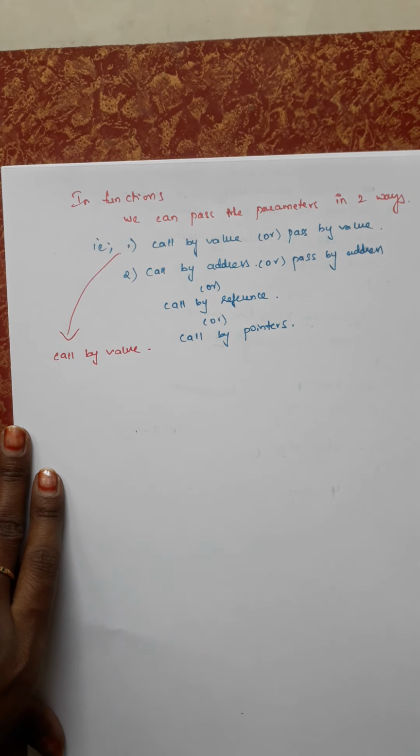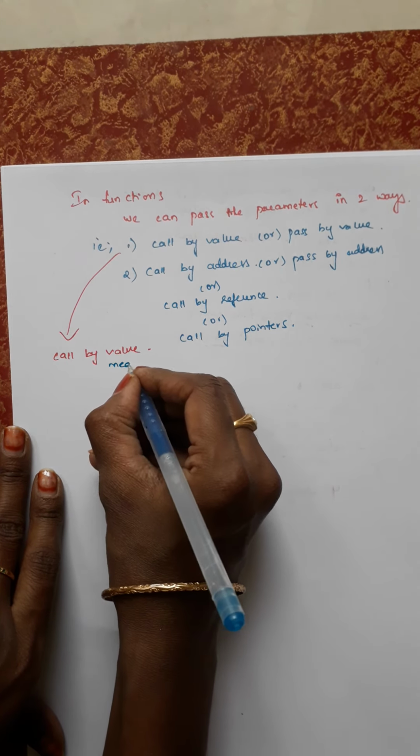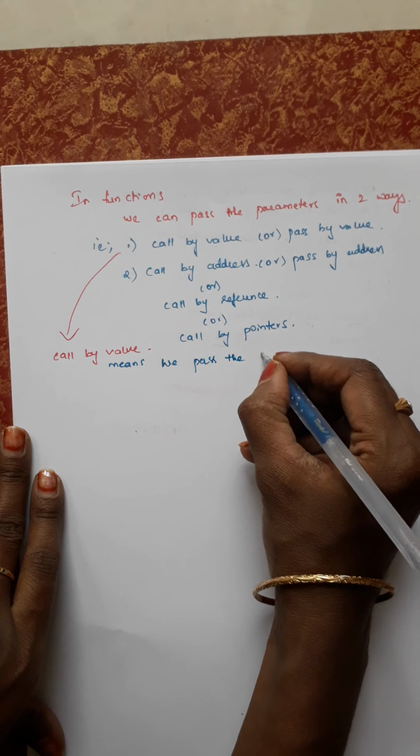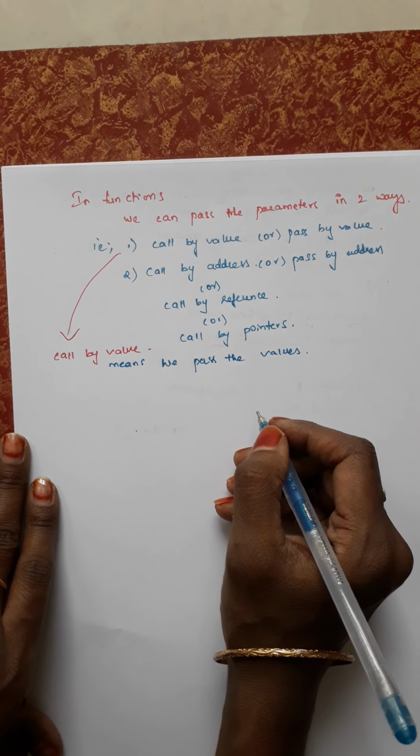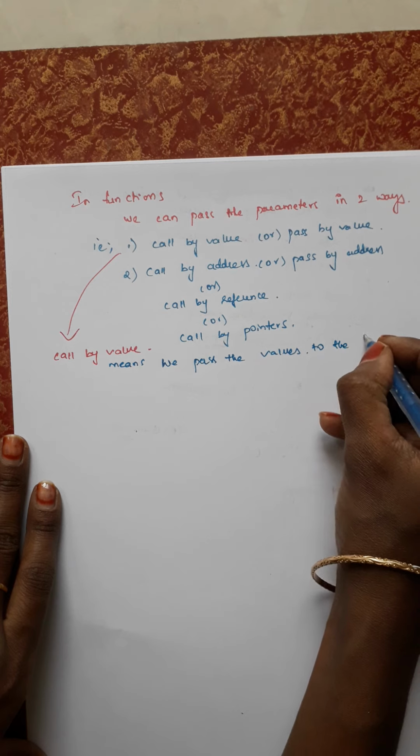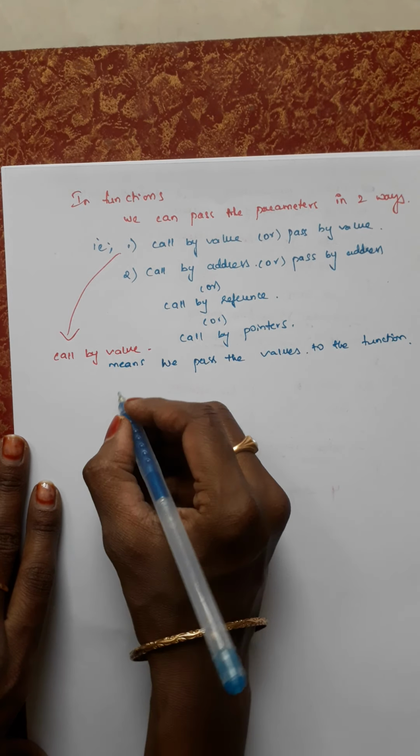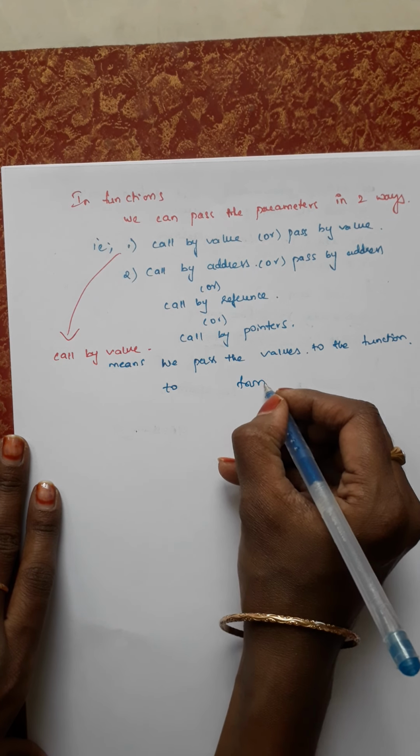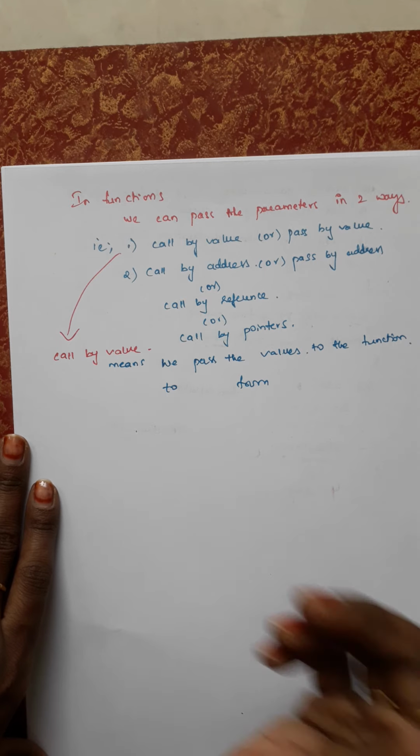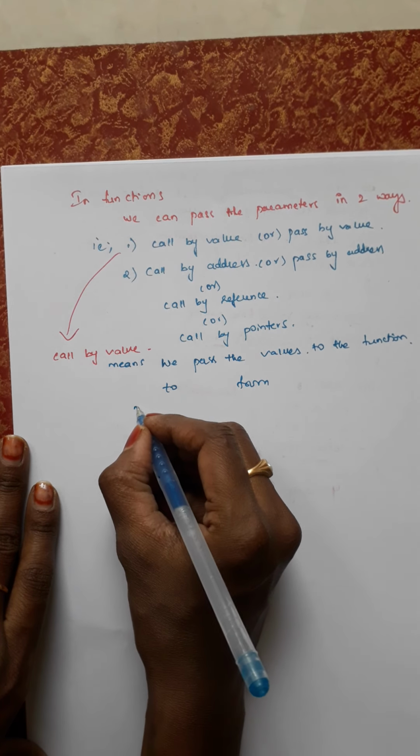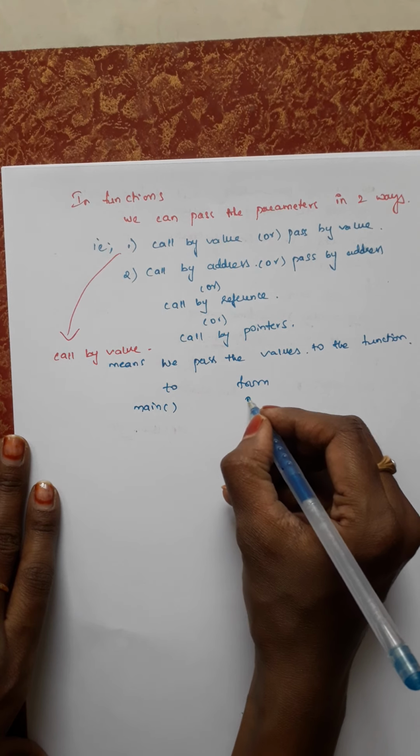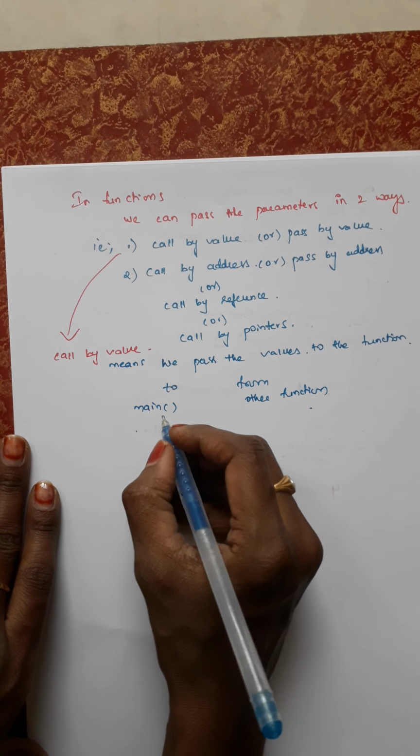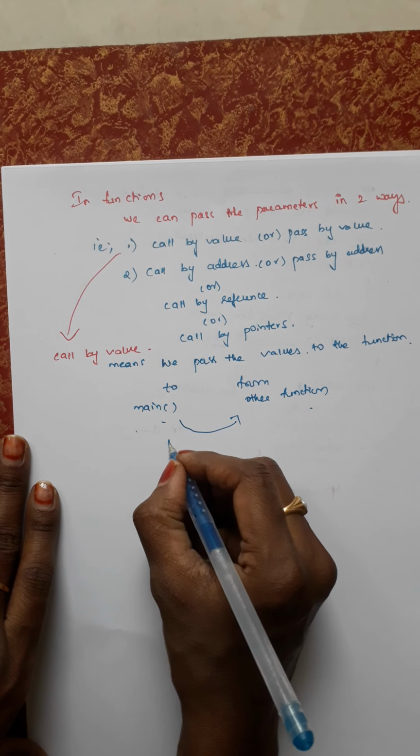Call by value means here we pass the values as parameters to the function. Okay. So from where we are passing? Suppose from main function to other function, we are passing the parameters from main function to other functions. So here we have to pass the parameters.